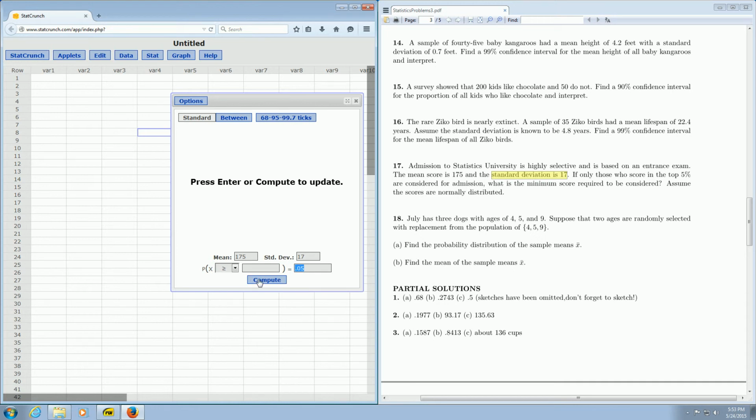Then you click Compute and boom, there it is. There's the answer. So about 203. So you can see from the graph that the top 5% of the scores are in the red region. Everyone else, the other 95%, they're over here on the left. I hope that made sense.